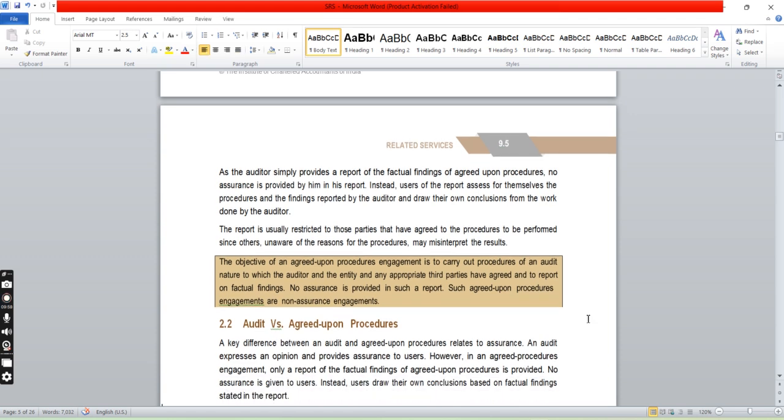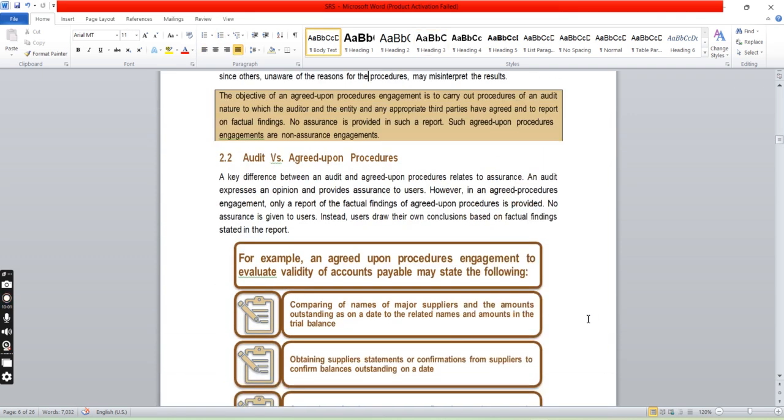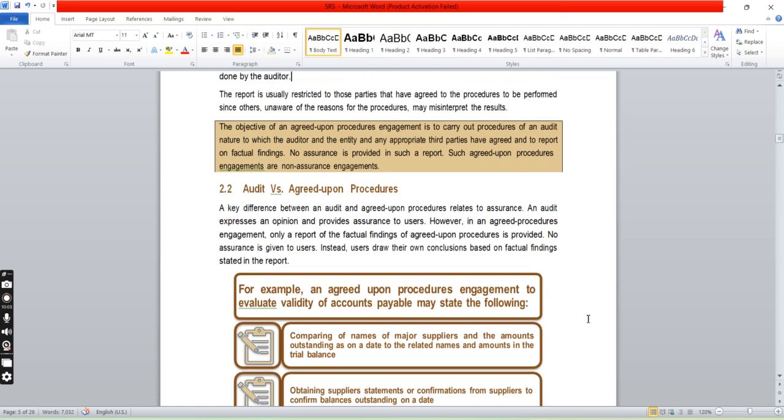The objective of an AUP, that is agreed upon procedures, is to carry out procedures of an audit nature to which the auditor, the entity and any appropriate third party have agreed, and to report on the factual findings. Here there is no assurance provided in such a report. Such AUP engagements are non-assurance engagements. The AUP, the agreed upon procedure, is nothing but a non-assurance engagement.